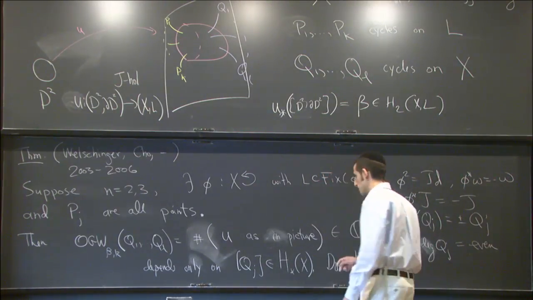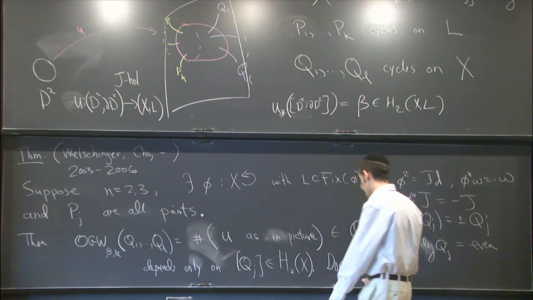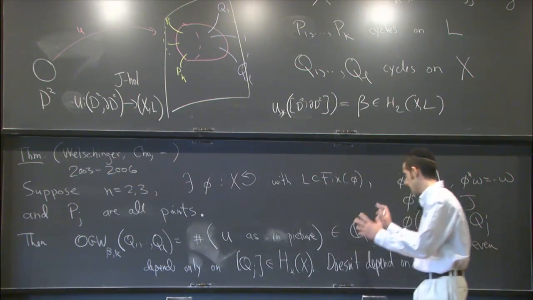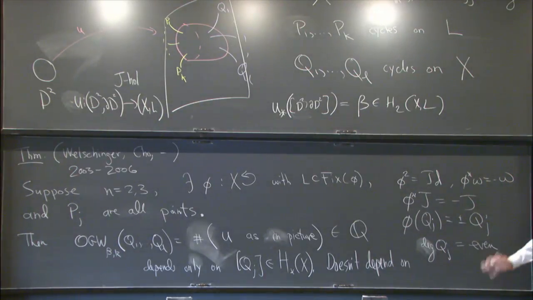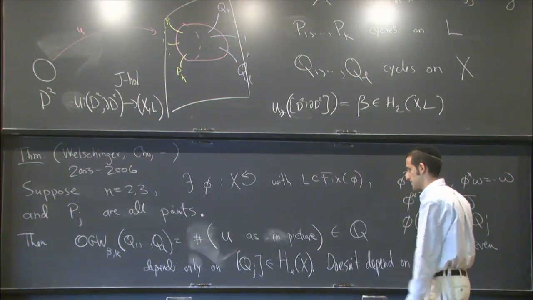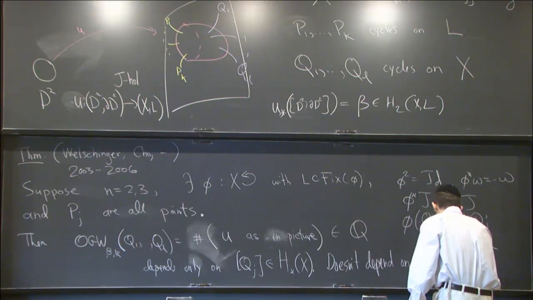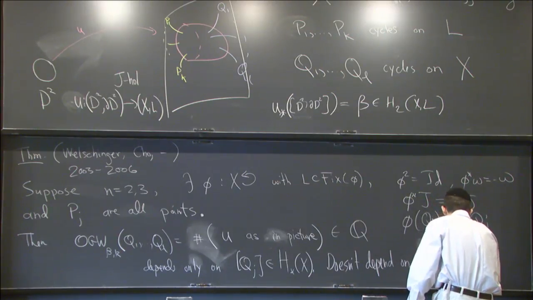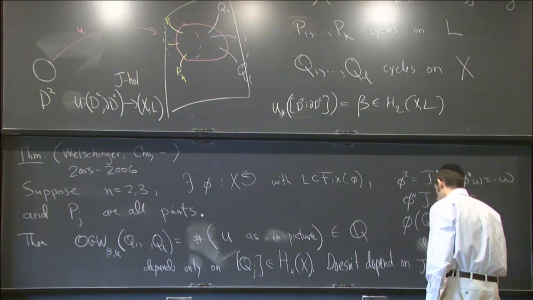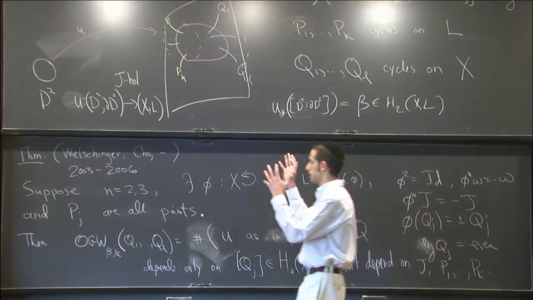So in general there might be some kind of automorphisms here, but if your manifold is sufficiently positive, you get an integer. So for projective space or something like that, if you normalize things correctly. So it doesn't depend on J or the choice of the P1 through Pk. And it is kind of a deformation invariant of phi and omega.